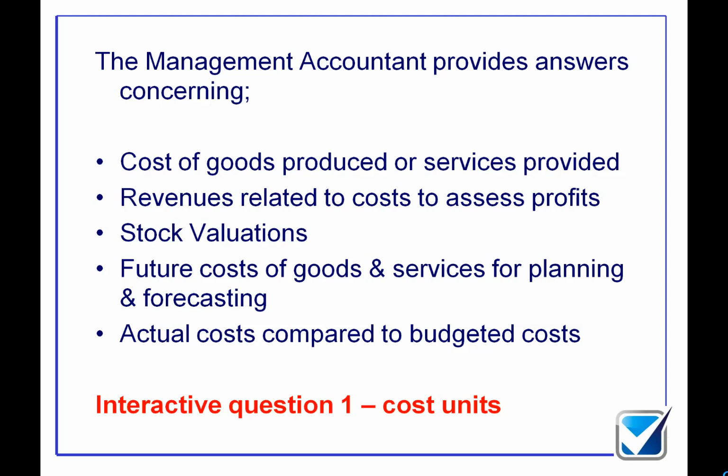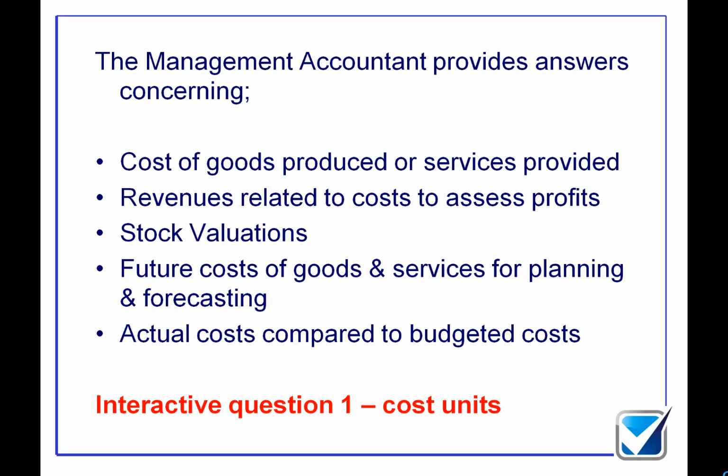With interactive question number 1, which just looks at us trying to identify cost units, it's very much a yes, it's this one, or no, it's not that one. So let's have a look at interactive question number 1 and we'll just read it through together. Identify which of the following cost objects would be suitable cost units for a hotel. So what are the type of things that we're trying to produce or actually deliver as a service? Tick the boxes to indicate which would be suitable.